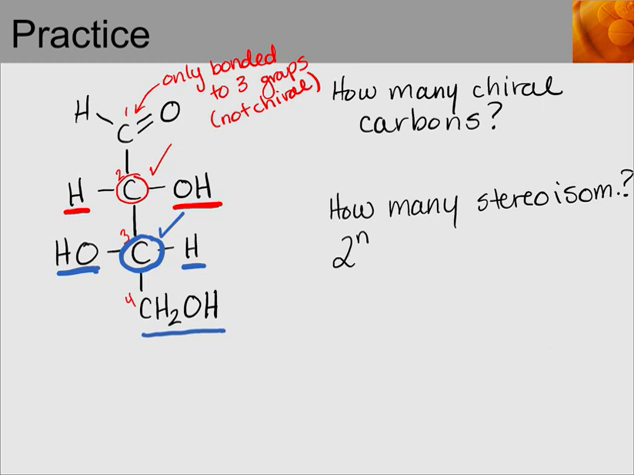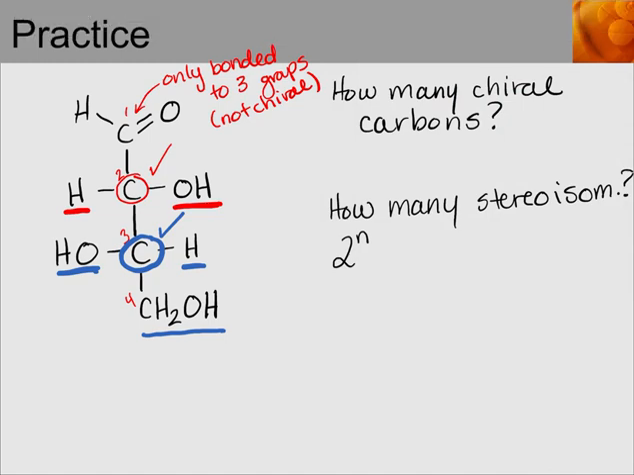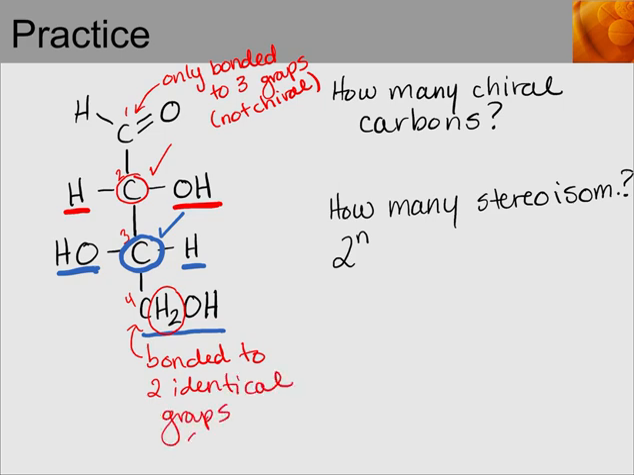Now, if we look at the last carbon on the chain at the very bottom, remember earlier we said that that is bonded to 2 hydrogens. So that automatically disqualifies it as chiral. So this is bonded to 2 identical groups. So that is not chiral. Okay, so that tells us we only have 2 chiral carbons.